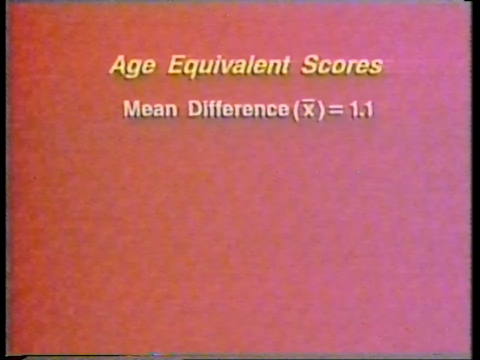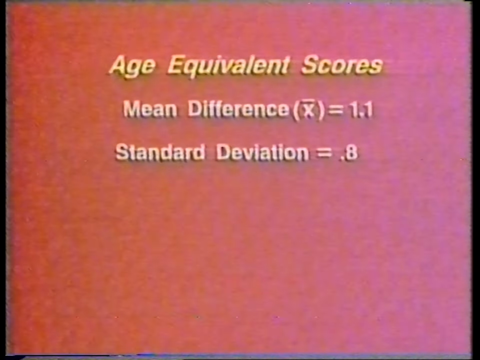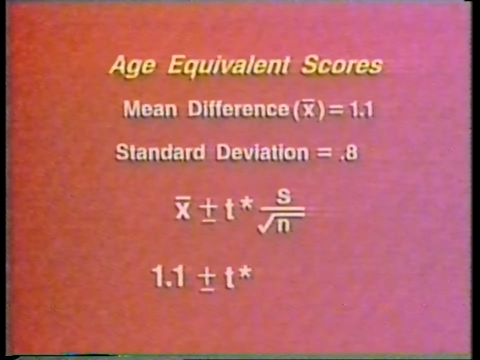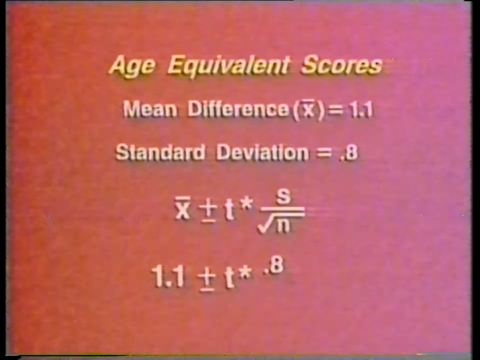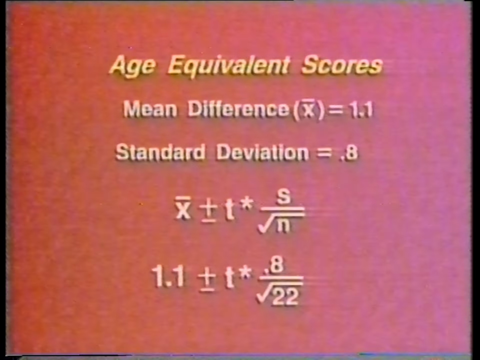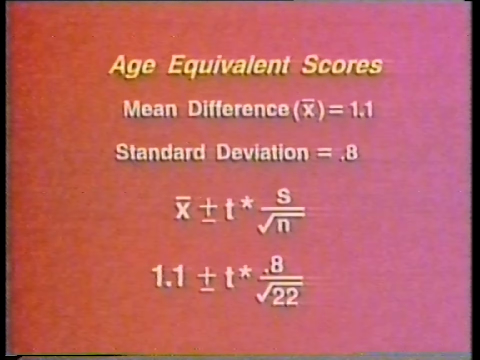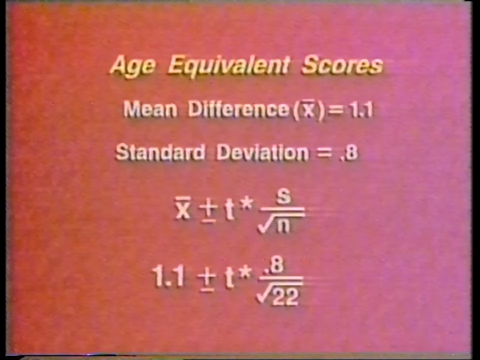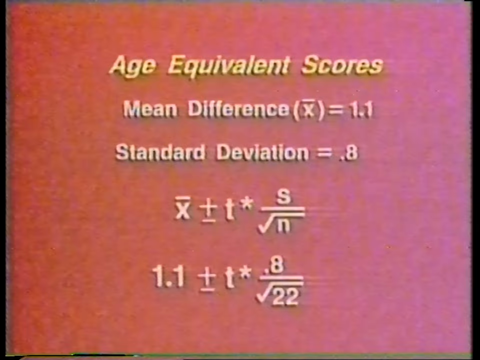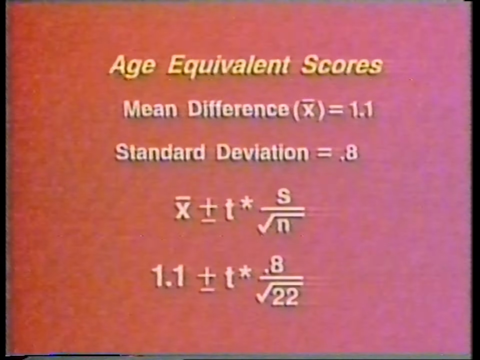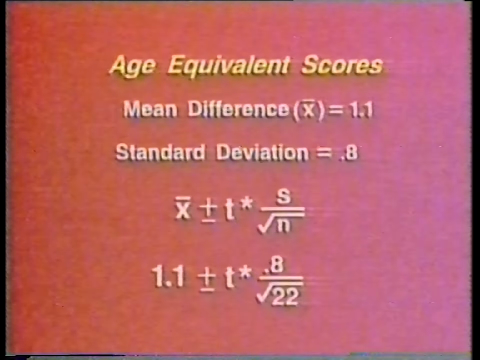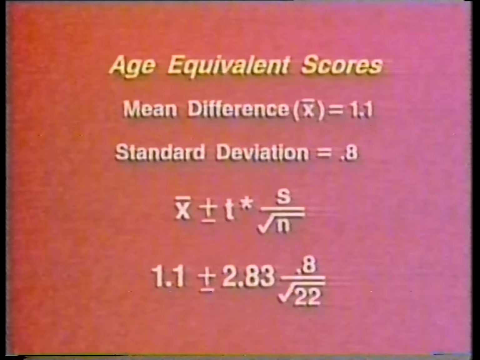In one study at Yale, researchers measured the equivalent ages in both daily living and social skills for 22 5- and 6-year-old autistic children. The mean difference was 1.1 years and the standard deviation was 0.8. Our interval is 1.1 plus or minus t star times 0.8 over the square root of 22. Our t star value depends on what confidence level we want. For a confidence level of 99%, we need the 0.005 critical value from the table. The t star value for a sample with 21 degrees of freedom equals 2.83.